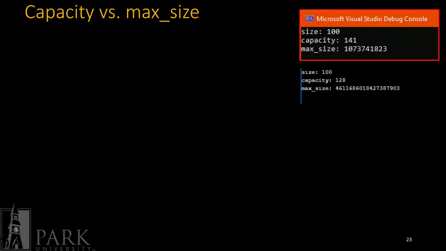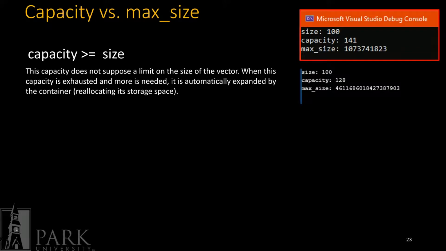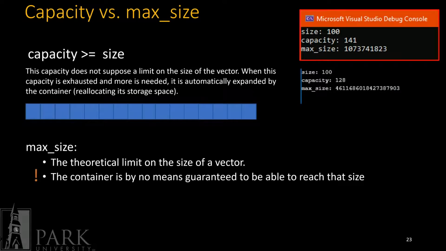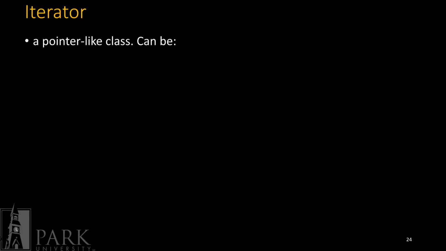The capacity will always be greater than or equal to the size. Once the current capacity of a vector is reached, the system will automatically expand the capacity by reallocating its storage space. This is just like ArrayList in Java. In theory, a Java ArrayList object or a C++ vector object will never be full. The max size is a theoretical cap on the size of a vector. Generally, you shouldn't use capacity or max size in your program. To use vector and the standard template library efficiently, you need to understand iterators.